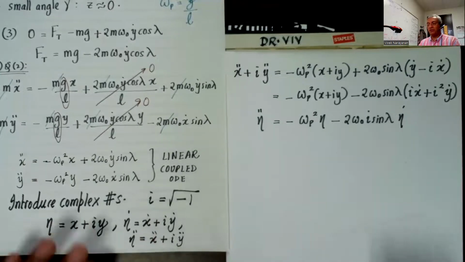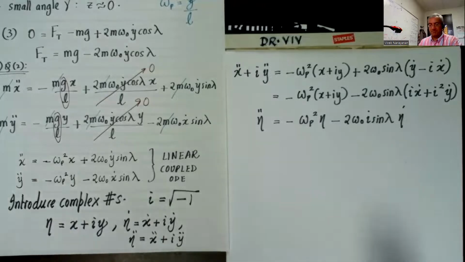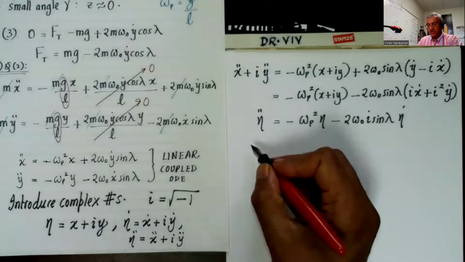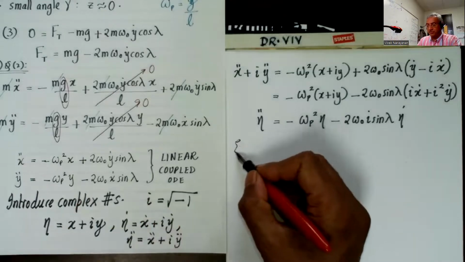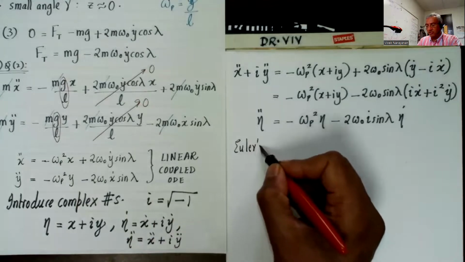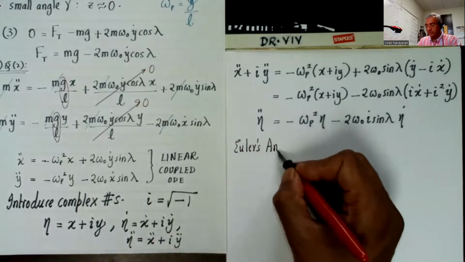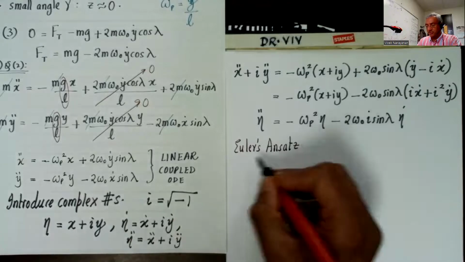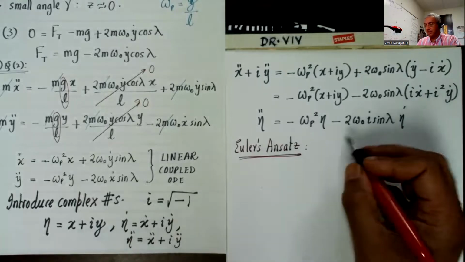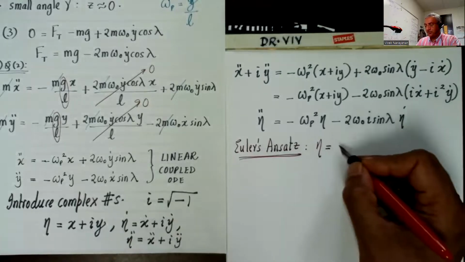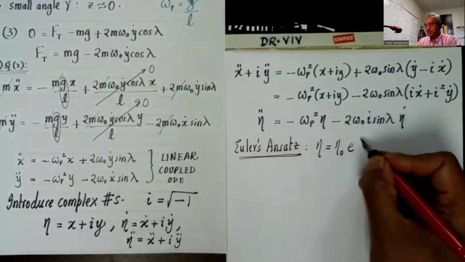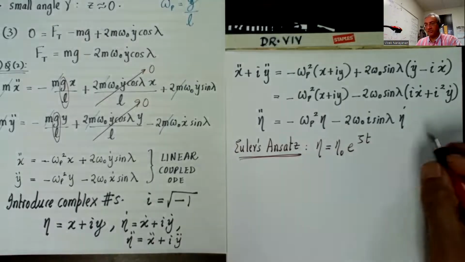It's a beautiful looking equation which can be solved in a really simple manner. Actually, our friend Euler solved this. So in his honor, we call it Euler's Ansatz. Ansatz is a German word meaning we are trying something. And eta equals eta naught e to the zeta t is the Ansatz.